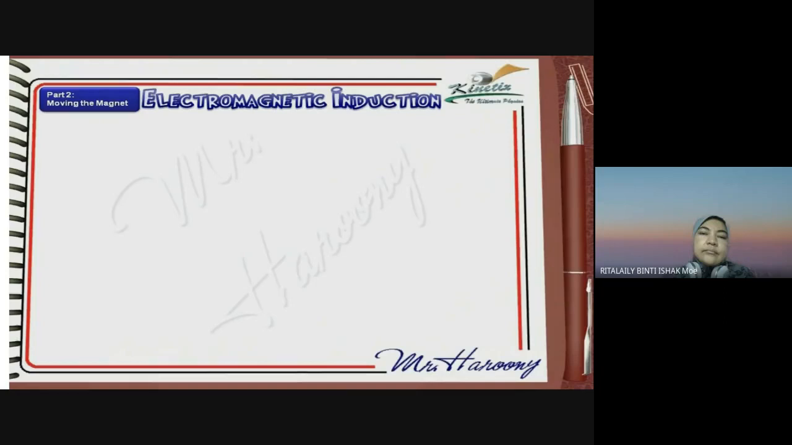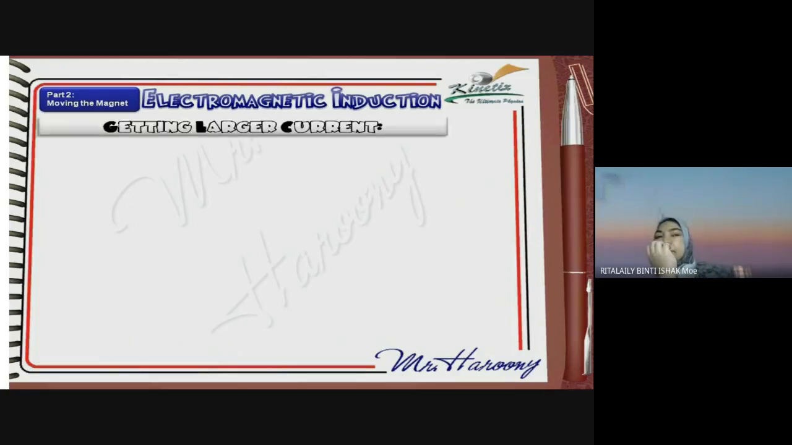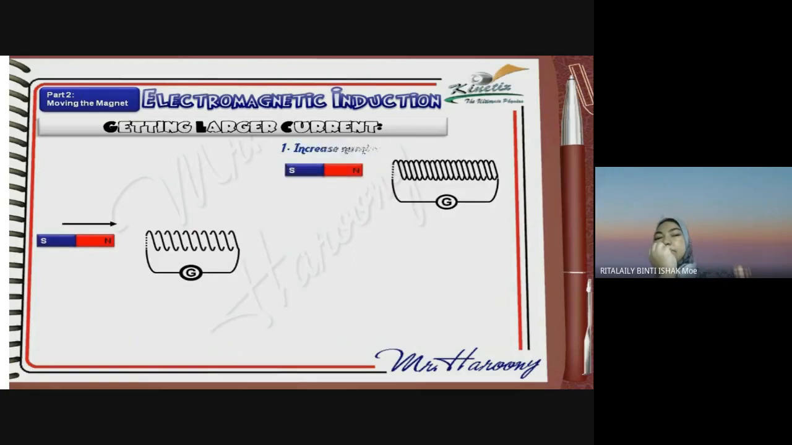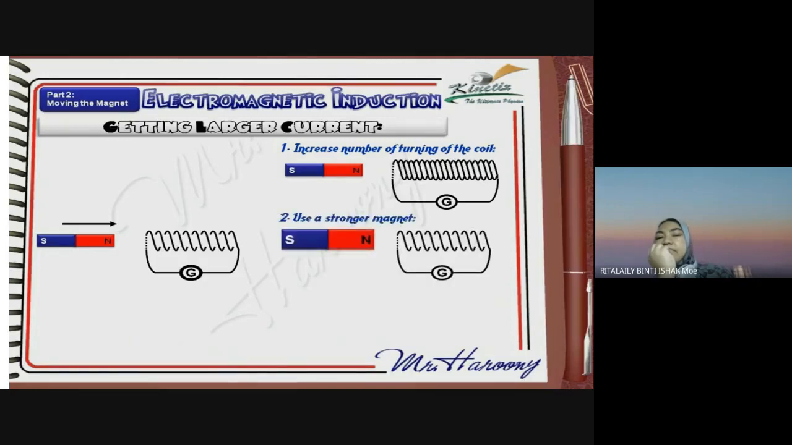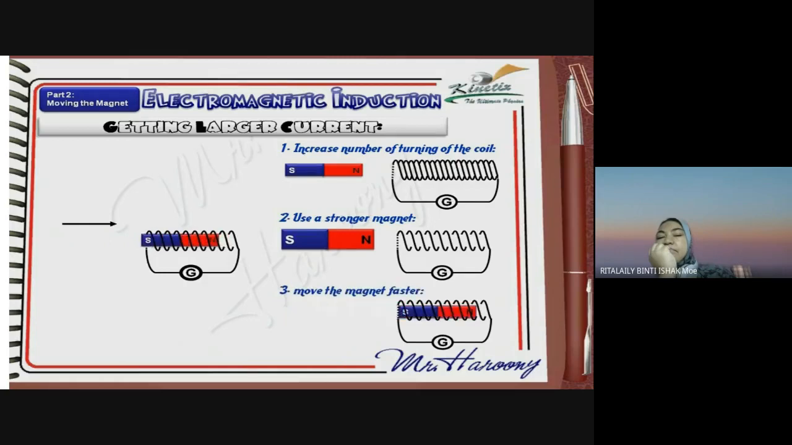Still on the second method of producing induced current, moving the magnet near a fixed coil. Now it's time to know how to get larger current this way. Increasing the number of turns of the coil can increase the intensity of the induced current produced by this method, even if we use the same magnet with the same speed. Also in this case, using a stronger magnet can cause a stronger current. And finally, moving the magnet faster into or away from the coil can produce a stronger current.